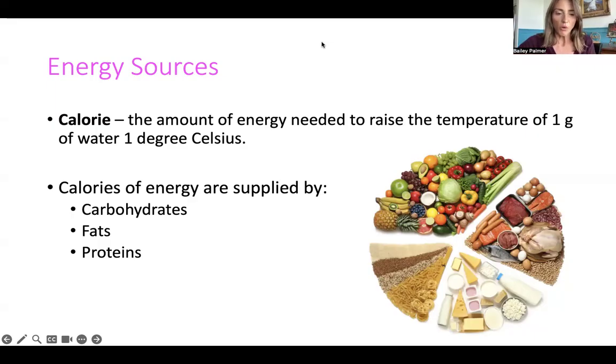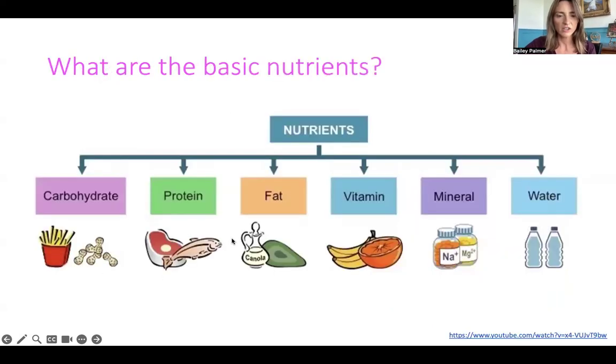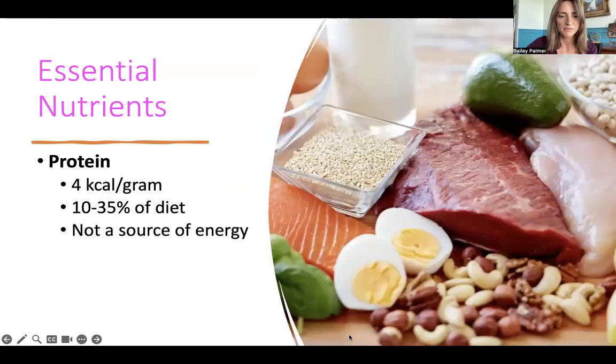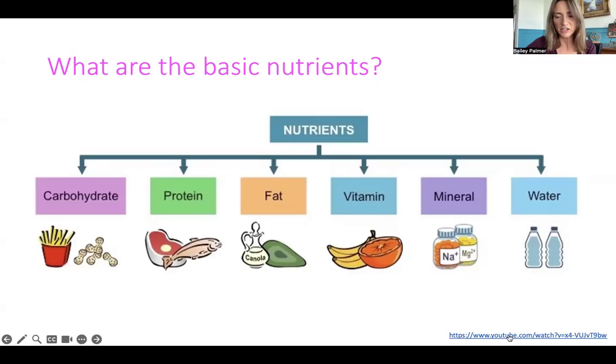We know calories are supplied in three forms, which you see right here. We will look at nutrients in detail, discussing carbs, proteins, and fats. With each one of those, there will be one or several slides, and then we'll touch on water and briefly talk about vitamins and minerals. There's a link down here at the bottom that goes into more detail about these different nutrients, if you're interested in getting a better understanding of nutrients as a whole.